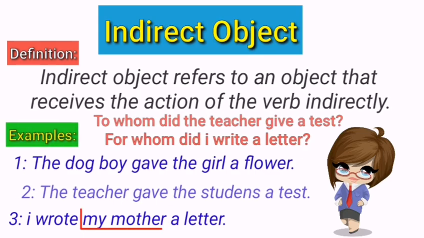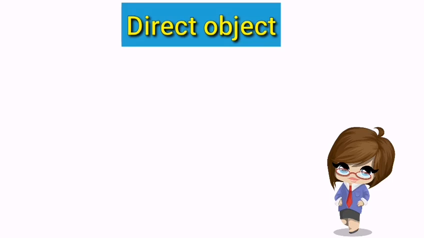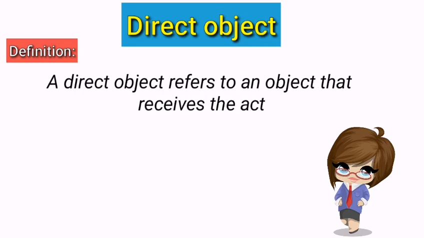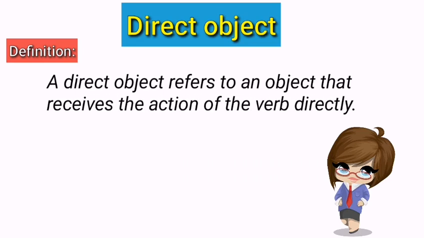As you have understood indirect object, let's learn direct object. It can be defined as, a direct object refers to an object that receives the action of the verb directly. What does it mean? Simply, it means that the term, direct object, is called that because it is directly affected by the action of the verb. If you are not getting the point, then just look at these examples, then you will understand it.